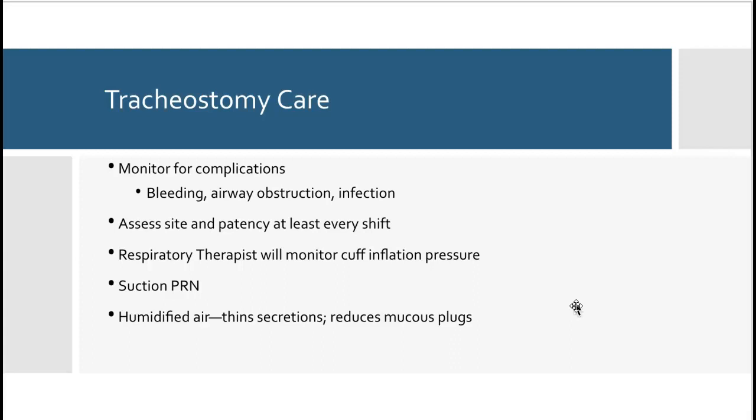We should be assessing that site and patency every shift. Respiratory therapist will help us to monitor the cuff inflation and pressure. We should suction PRN. And because they are no longer breathing through the mouth, we need to add humidified air. That helps to thin the secretion and reduce the risk for mucus plugs. When we breathe through our mouth, that's where our moisture comes from. So that's why this person with trach needs to have that humidification air.